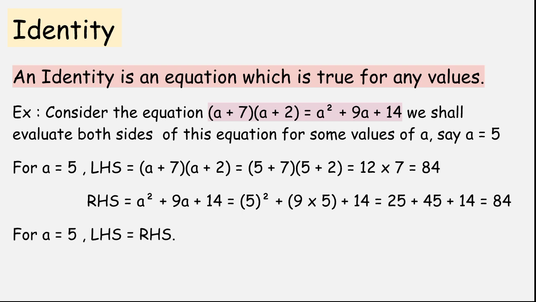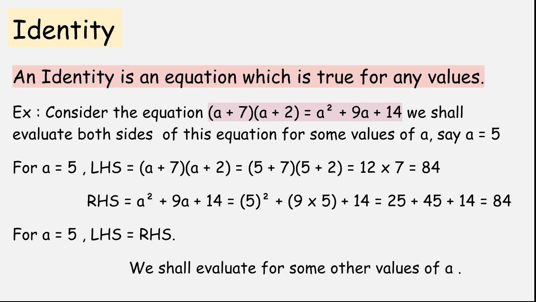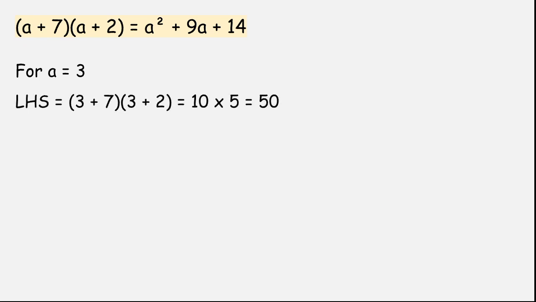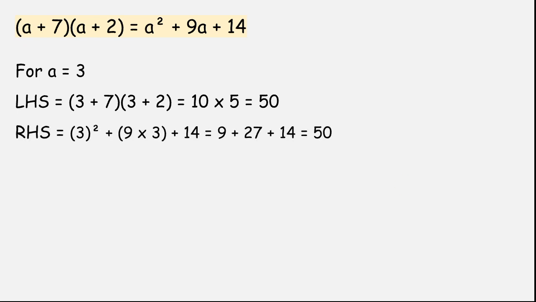Let us evaluate for some other values of a. This is the equation: (a + 7) into (a + 2) is equal to a square plus 9a plus 14. Let us take the value of a as 3. So we get (3 + 7) into (3 + 2), which is 10 into 5, 50. RHS is 3 square plus 9 into 3 plus 14, which is 9 plus 27 plus 14, which is also equal to 50. So for a is equal to 3, LHS is equal to RHS.